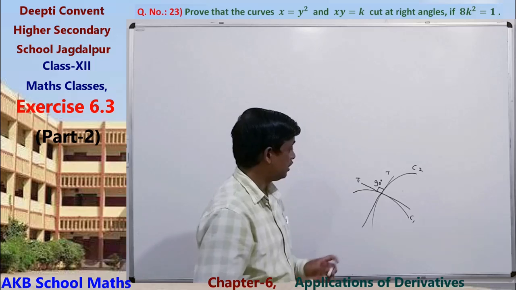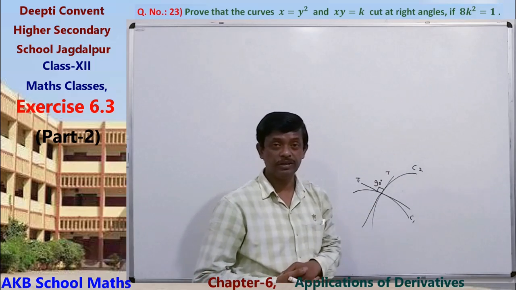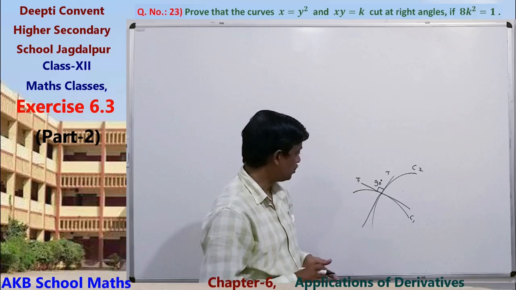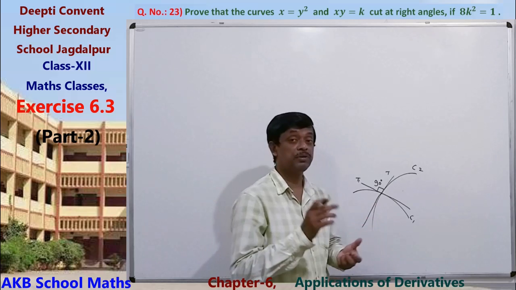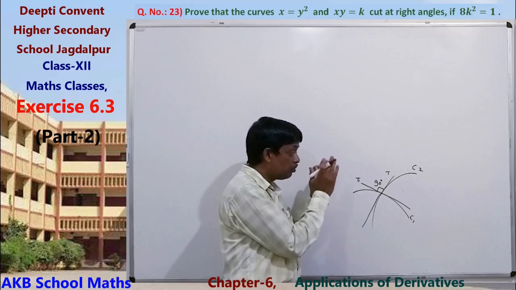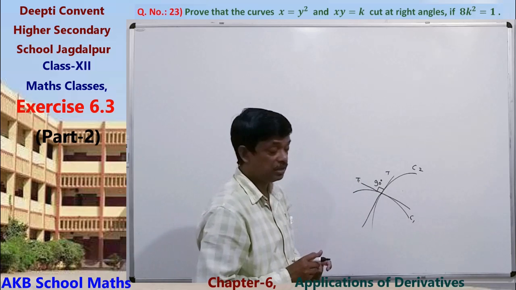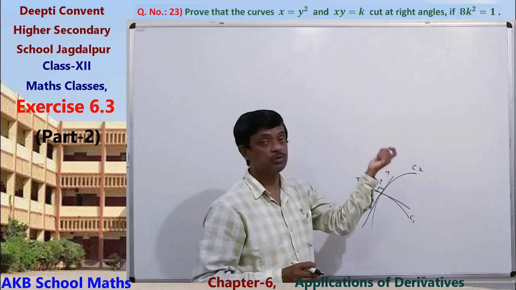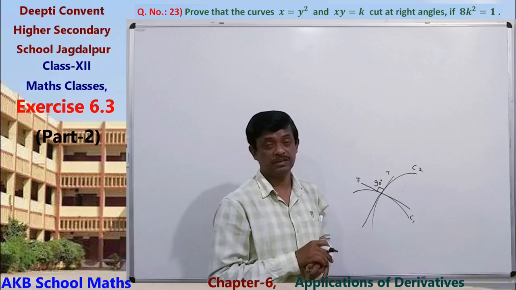Okay. That means for finding the condition 8k square equals 1, we will use that the two tangents are perpendicular to each other. That is, two lines are perpendicular to each other. That means the product of the slopes of these two lines, that is these two tangents, is equal to -1, because if two lines are perpendicular to each other, then the product of their slopes is equal to -1. So we use this condition.